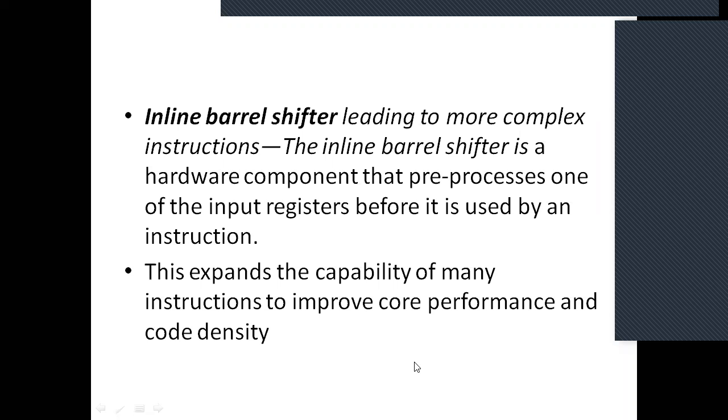So combinational circuits won't have any memory. This inline barrel shifter is designed in such a way that it will pre-process one of the operands that is coming into the execution unit. So you can add this barrel shifter operation to all the instructions. When I explain the instruction set of this ARM processor, I will explain how this inline barrel shifter can be added to all the instructions of the ARM processor. This concept will expand the capability of many instructions to improve performance and code density.